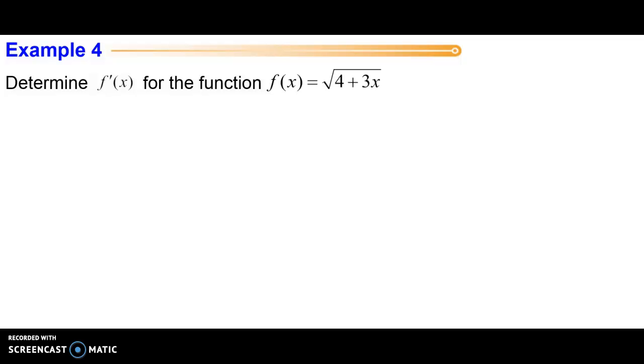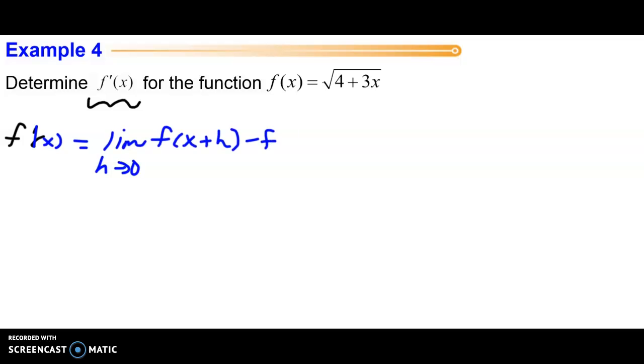This is example 4 in section 4.3. We want to determine the derivative for the function the square root of 4 plus 3x. So the definition of derivative is equal to the limit as h approaches 0 of f of x plus h minus f of x divided by h.